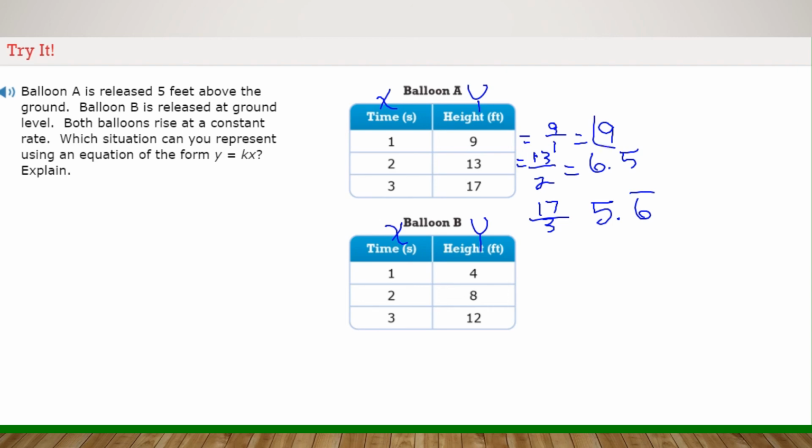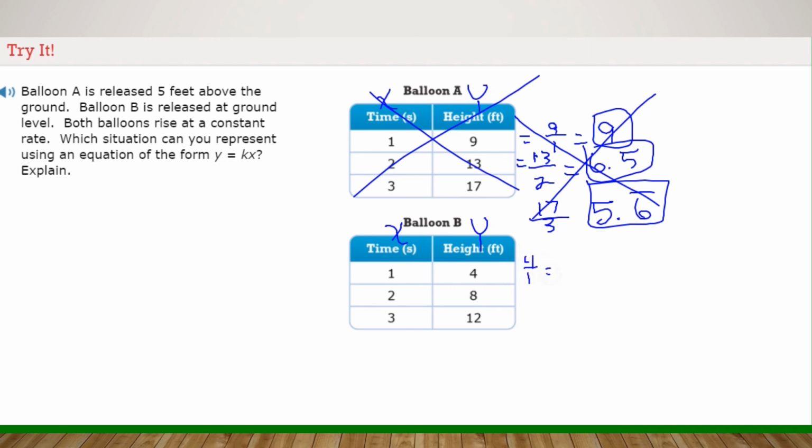So notice we have 3 different answers. In order to make a proportional equation, we must have a constant of proportionality. This is not a proportional table, so we cannot use this. Now let's go ahead and go to the next one. We're going to put y over x, so that will be 4 over 1, which simplifies to 4, and then 8 over 2, and we know that simplifies to 4, and then 12 over 3 simplifies to 4. So we have a constant of proportionality, and the constant of proportionality is 4.